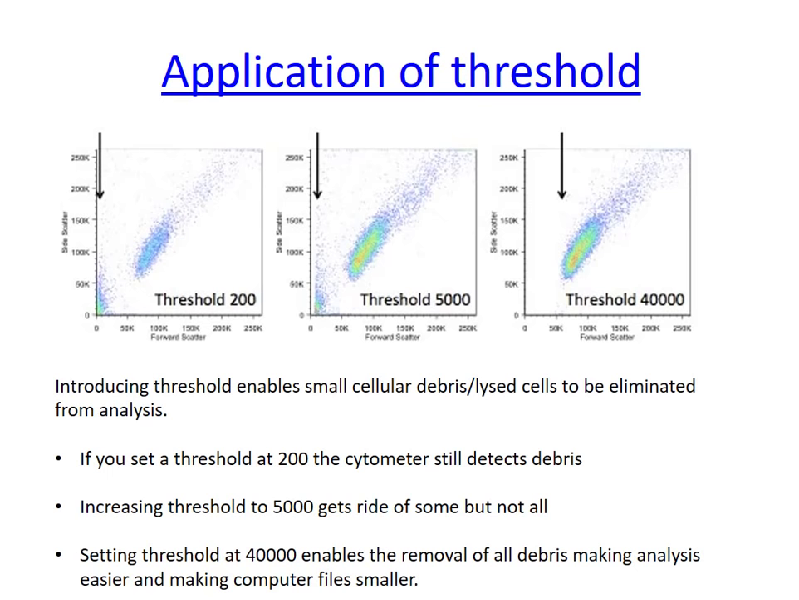So then the scientist sets it at 5,000. And here you can see there's still some cellular debris. So then they progress and set the threshold to 40,000. And now we're in the perfect zone because there's no events that we're not interested in. Okay, so that's how you would set your threshold. It's almost like a suck it and see approach where you try different thresholds until you identify a threshold that will work for you. Okay?